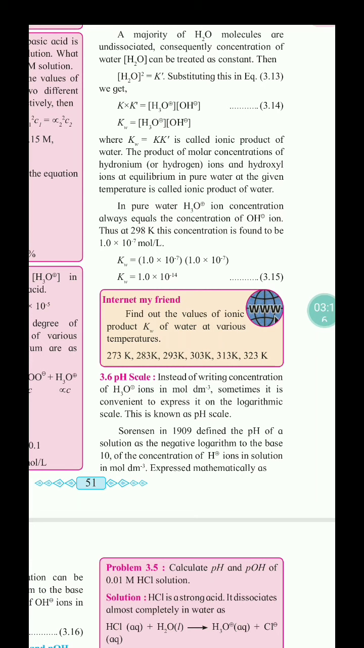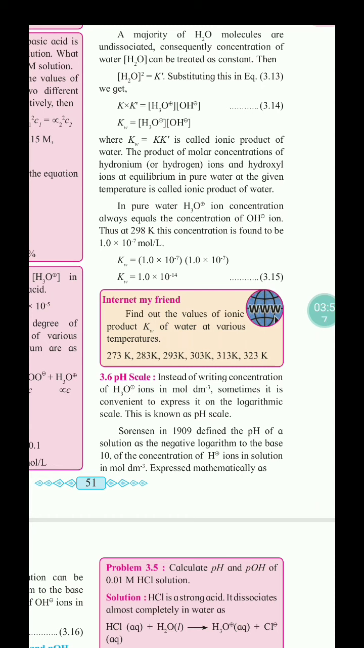Then next one, that is a very important and very interesting point, that is the pH scale. We know that length is measured in meter, centimeter, kilometer. Volume is measured in milliliter, liter. Just like that, acidity or basicity of the solution can be conveniently expressed in the form of the pH scale. So instead of writing concentration of hydronium or hydrogen ion in mole per dm cube, sometimes it is convenient to express it on the logarithm scale.